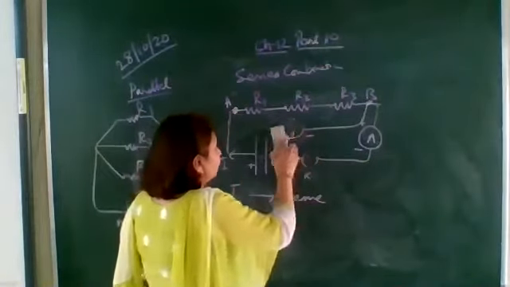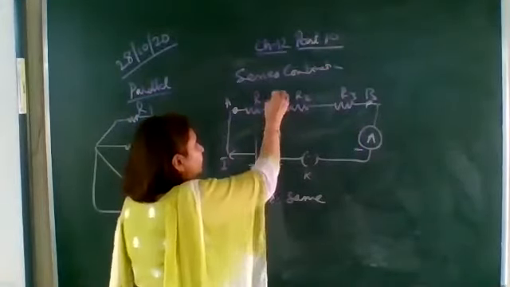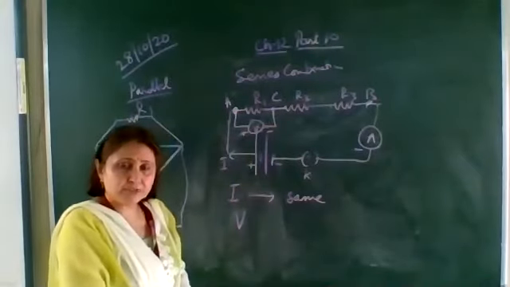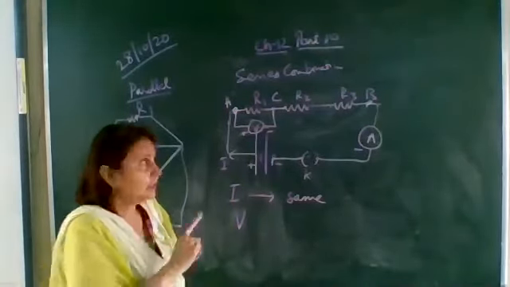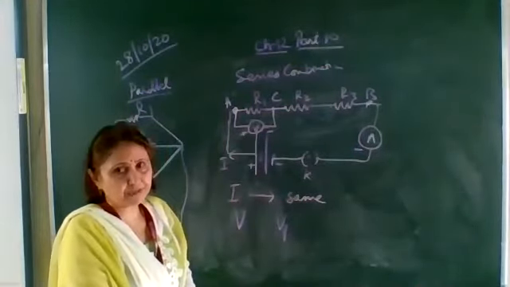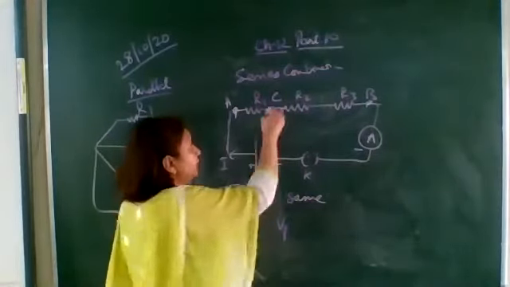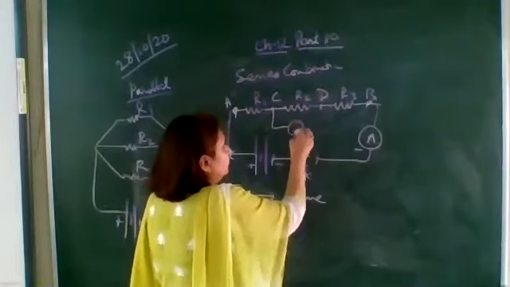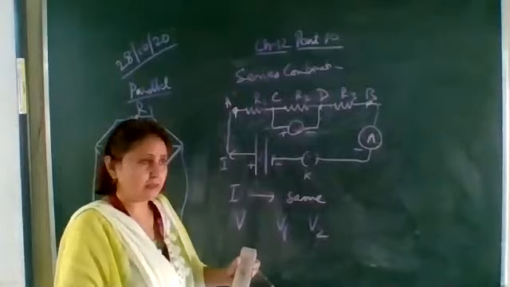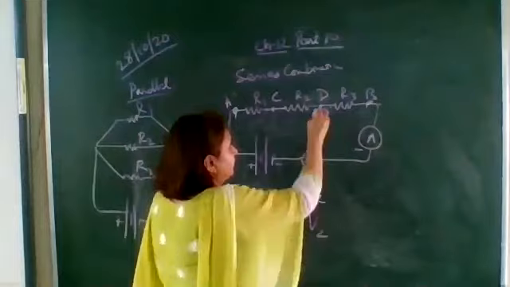Now remove it from here and connect it across R1, that is, between the points A and C. Connect the voltmeter here. This time you will see that the voltmeter reading is not the same. This time let it be measuring V1 volts. Now remove it from here and connect it between the points C and D. Let this time the voltmeter reading be something else. Let it be V2 volts. Remove it from here and connect it between the points D and B.